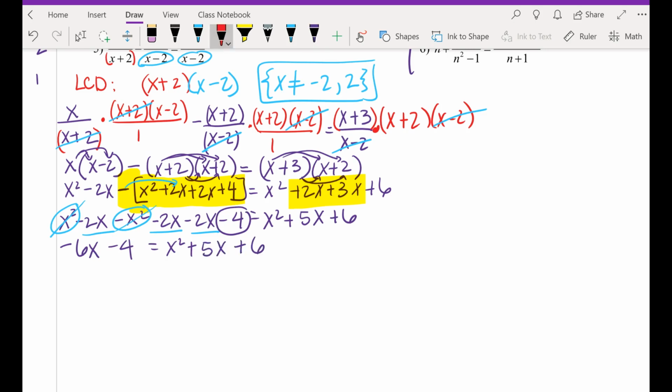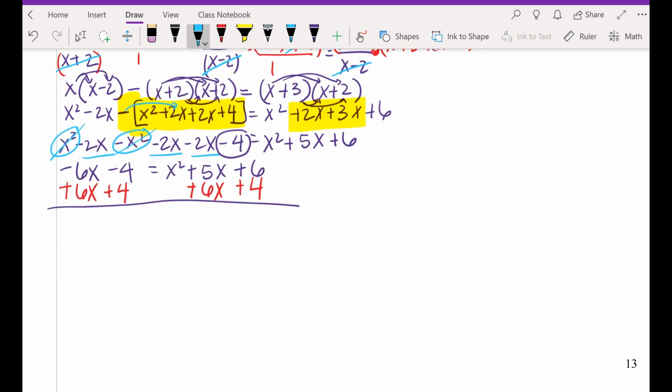So I'm going to move everything to the right side by adding its opposite. So add 6x, add 4. There you go. So over here, these are now zeros. Okay, so that's going to be 0 equals x squared plus 11x plus 10. I'm going to see if it's factorable.